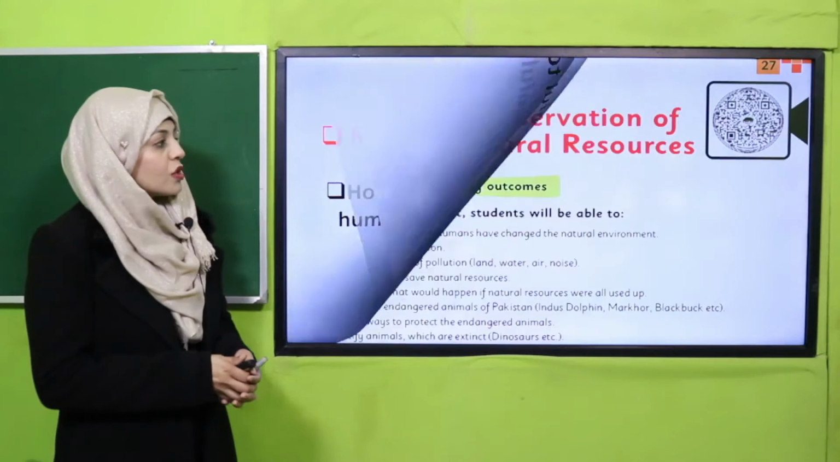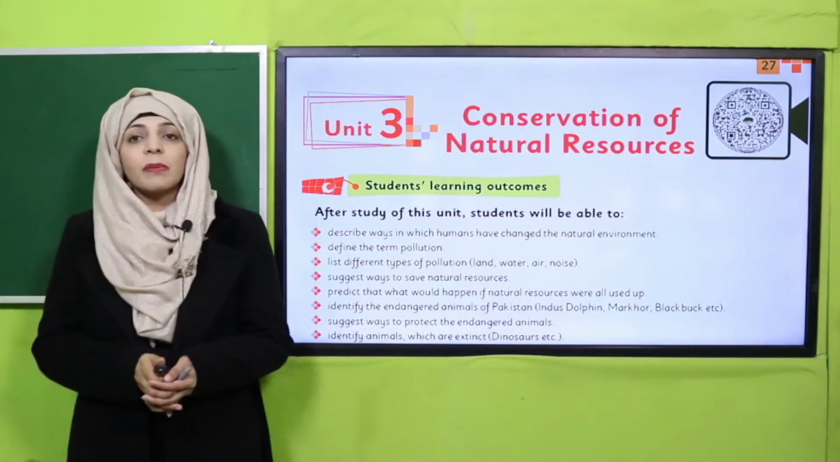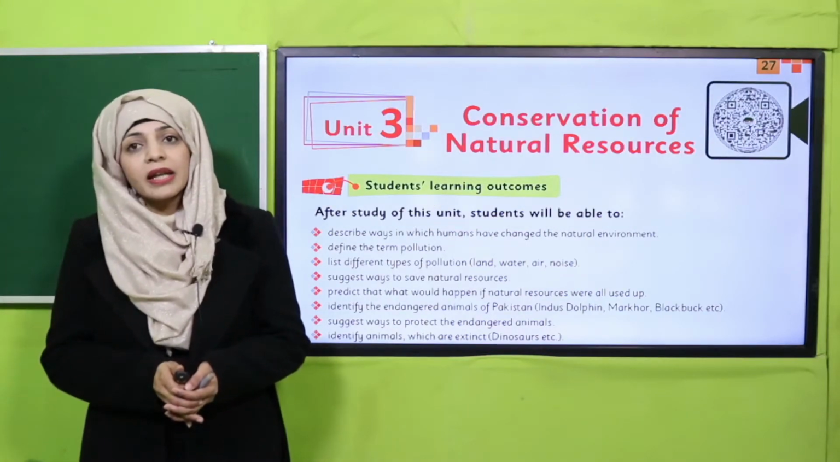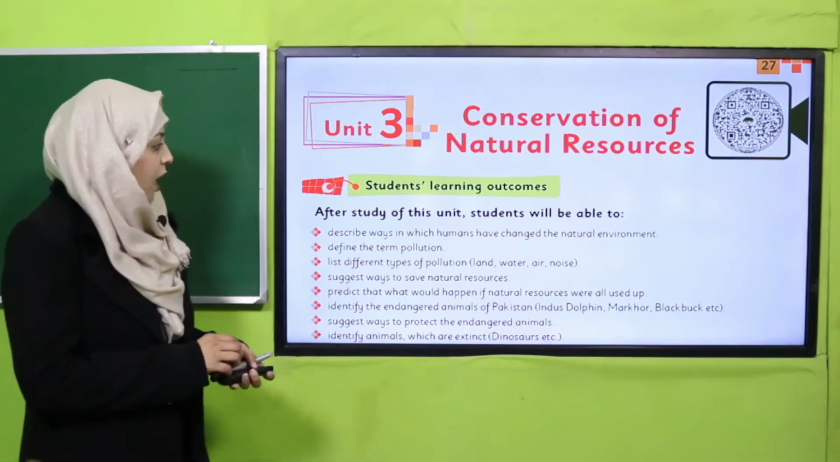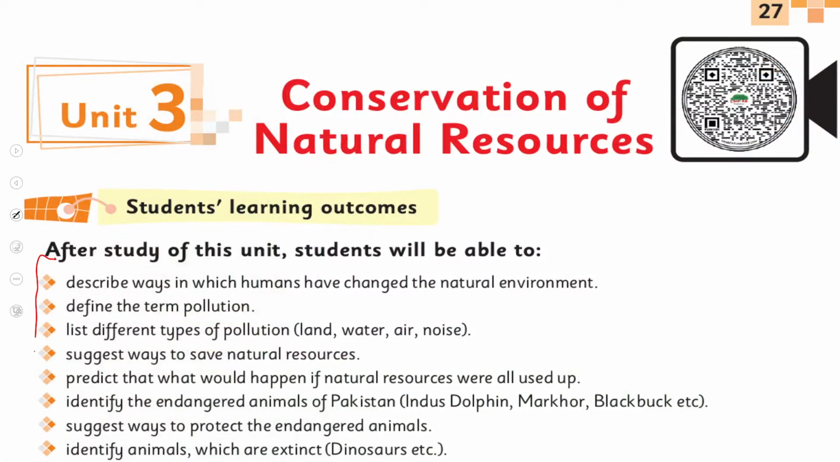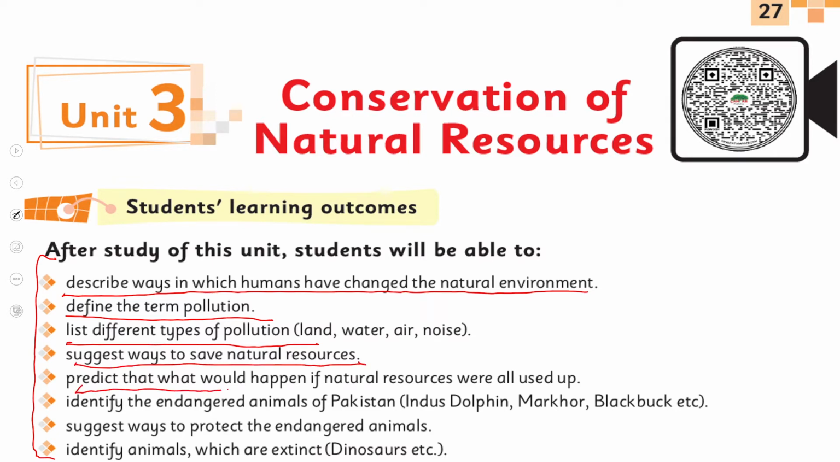So my dear students, now let's move forward towards page number 27, where all the student learning outcomes are given. We have covered all of these. All the students described ways in which humans have changed the natural environment. They defined the term pollution, listed different types of pollution, suggested ways to save natural resources, and predicted what would happen if natural resources were all used up.